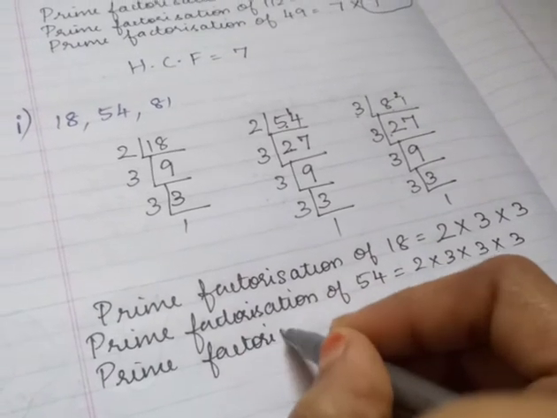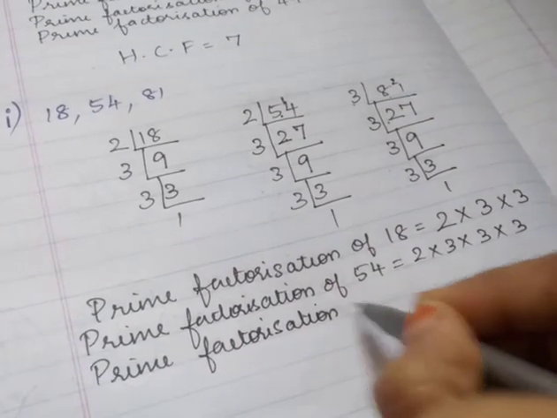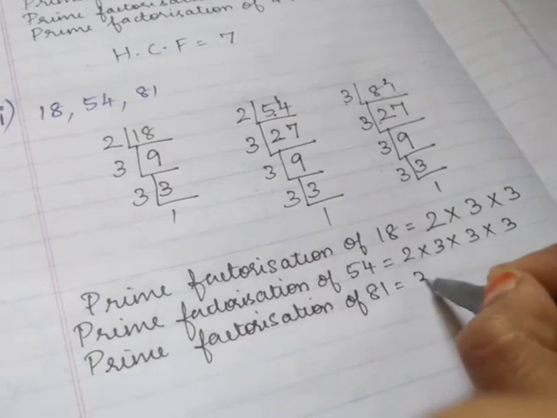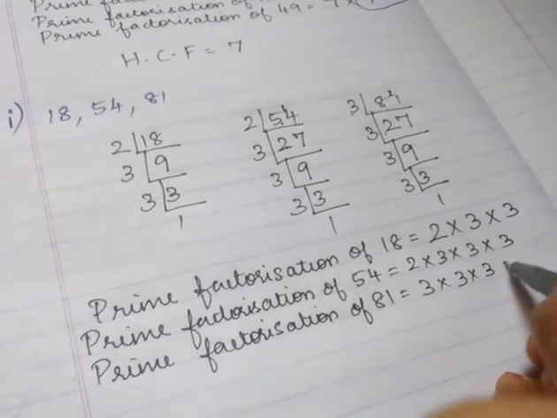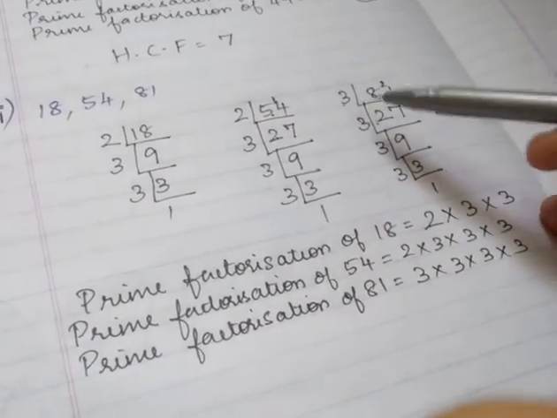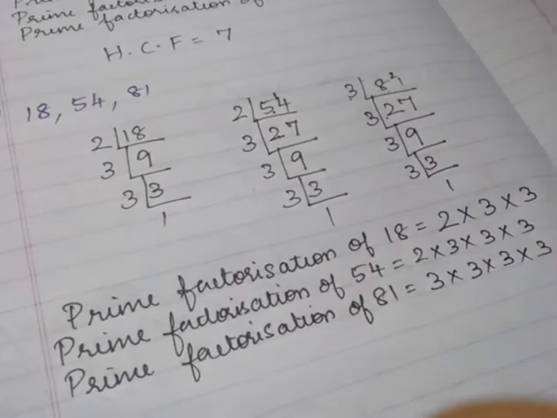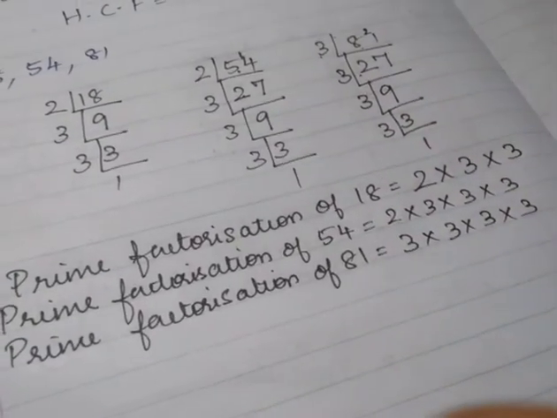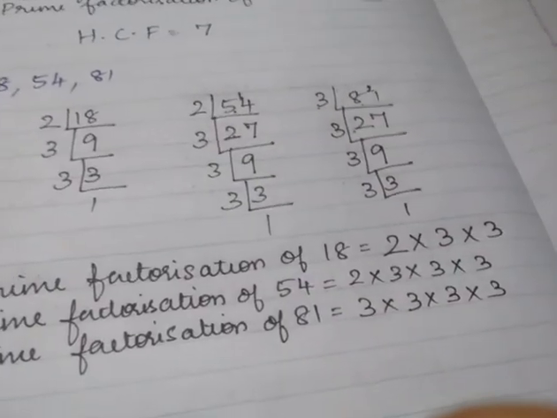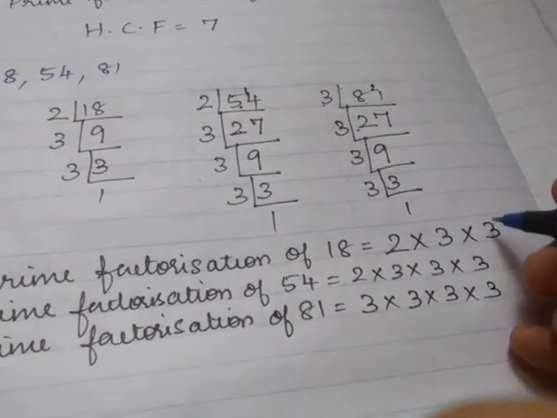Prime factorization of 81 is how much? 3 into 3 into 3 into 3. Now what shall we do now? We should circle the common prime factors.